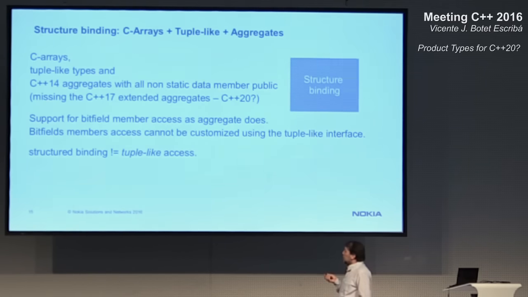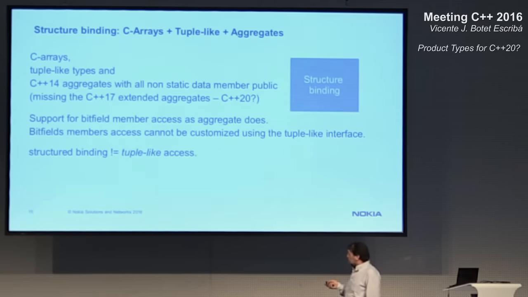However, with the current customization point, that is the get function, we cannot customize access to a bit field, because this function returns a reference to the field, and we cannot have a reference to a bit field. Maybe we could think about having a bit field reference, a proxy, so that we could customize also for bit fields, but the current wording doesn't allow us to do that.